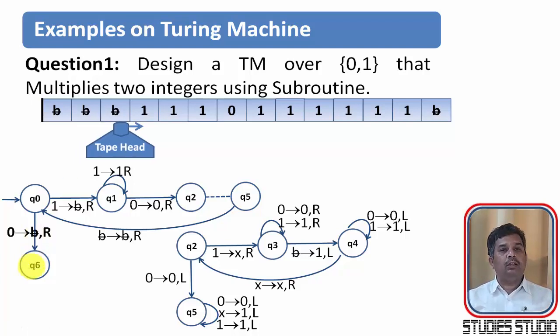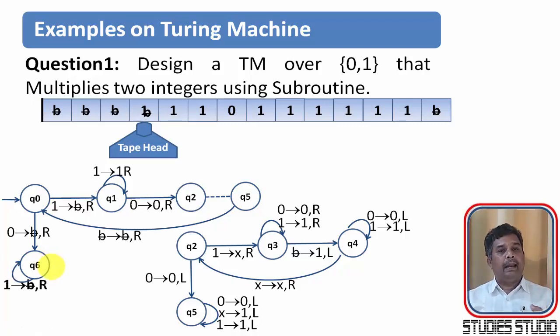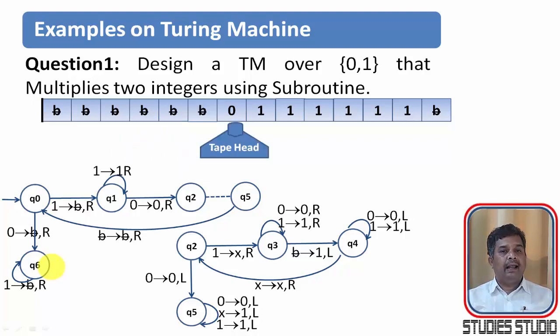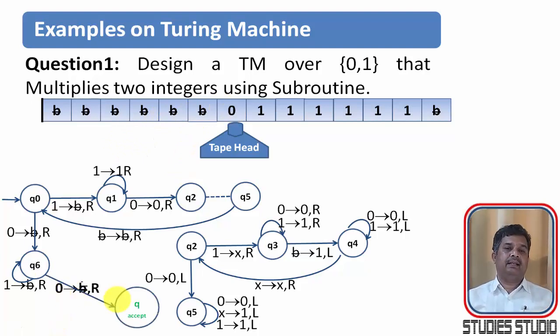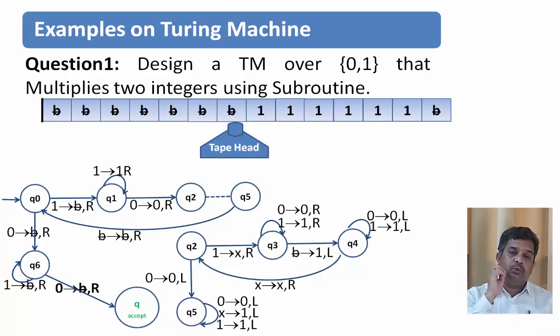Now I have all the ones here for the second operand. So all those ones also I need to convert to blanks so that the result will be the only thing available on the tape. Now at last I'll have only one 0. When I get 0, I'll write blank in place of that and come to an accept state. So this is how we have used a subroutine to perform multiplication of two integers in a Turing machine.